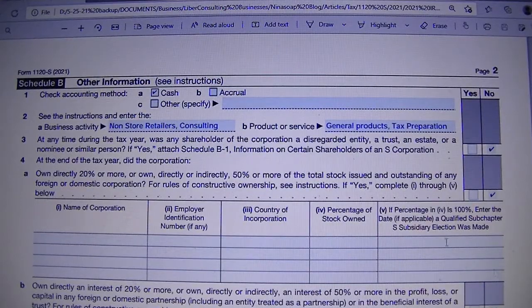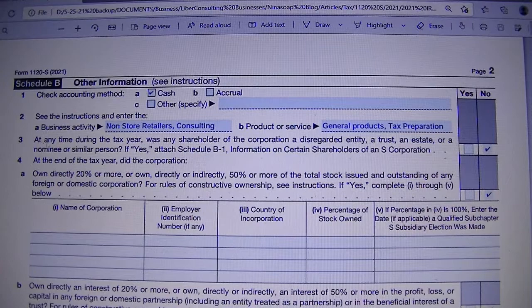So Schedule B, line 1, check accounting method used. So cash, what you choose the first year you start your business, that's what you stick with. To change it, you have to file with IRS to get approval. So we left it as cash. And line 2, business activity. So we have non-store retailer, and we have consulting. So yeah, that's what shows the service and the retail. And product or service, so we just have general products and tax preparation.